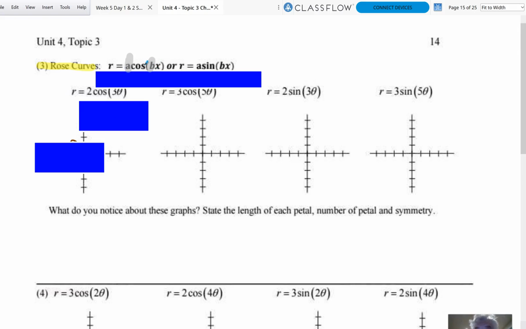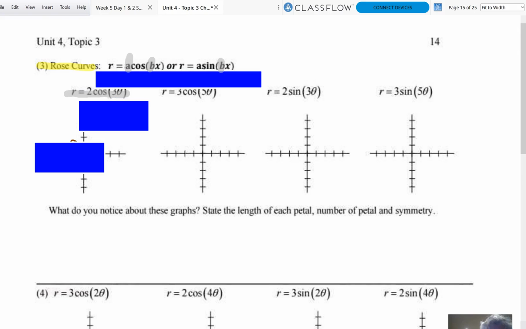Okay, the A and the B indicate, at least the B indicates, a change in the period. That's different from your circle equation. Your circle equation was just A sine X, A cosine X. This one has a number or coefficient in front of the X, and that changes the shape of your polar graph. Now I'm looking at this equation, r equals 2 cosine 3 theta.